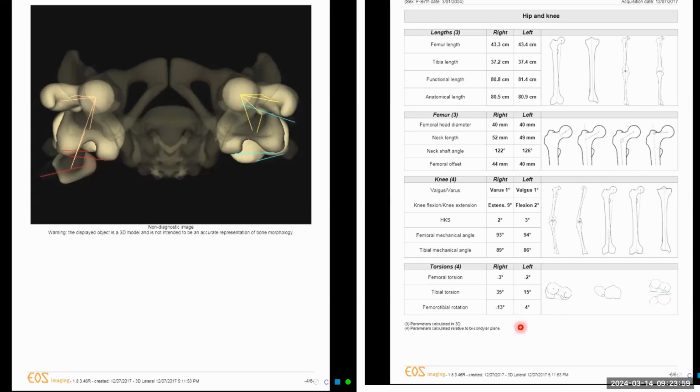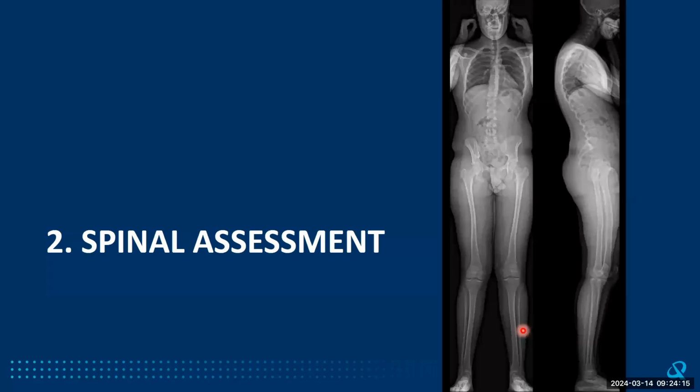If it's abnormal, then we might move on to a more formal rotational profile with CT or MRI to sort of prove that there is a rotational anomaly at the lower limbs. But that is definitely something that can be done on EOS initially. All right. Now, moving on to the spinal assessment.